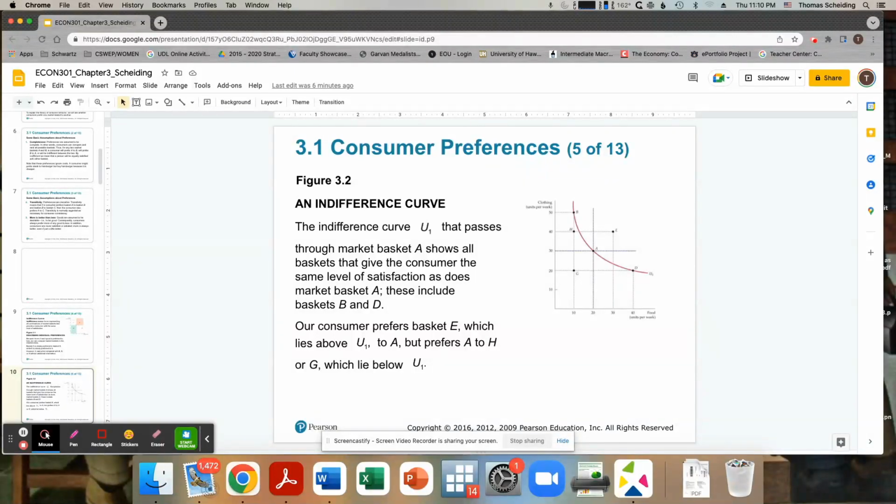But we also know that there must be an indifference curve here. There must be an indifference curve here. And there must be an indifference curve here. Every point has an indifference curve that goes through it. And the higher out, the further from the origin the indifference curve, the more preferred it is.